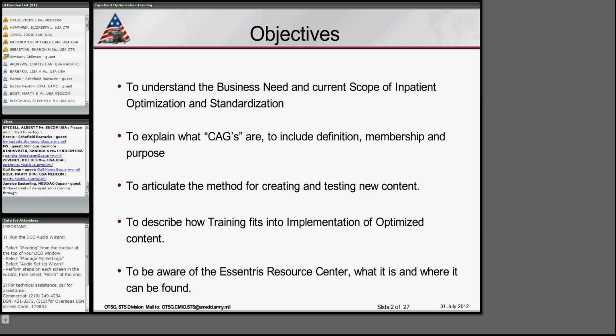I want to make sure that you all are aware and can see and find the Essentris Resource Center, as it will be a great tool for you.